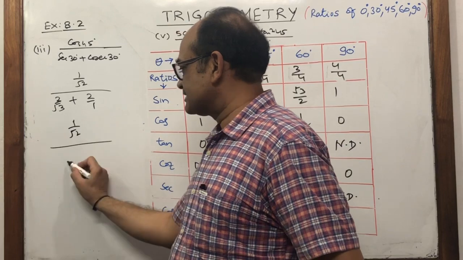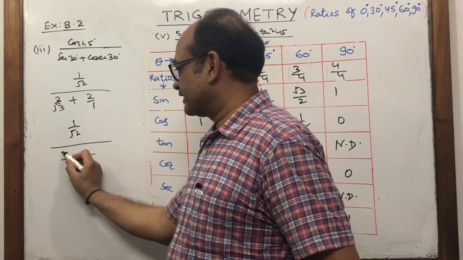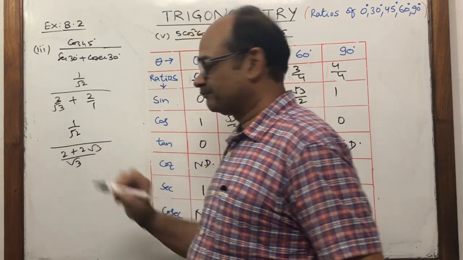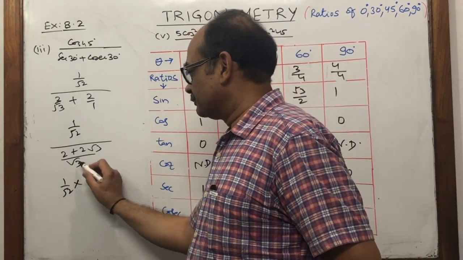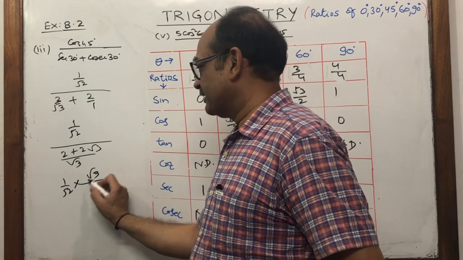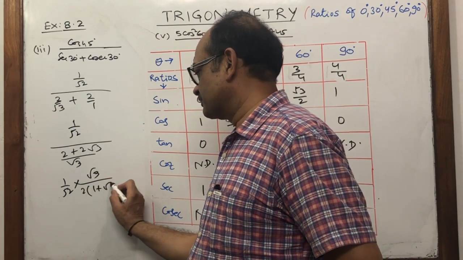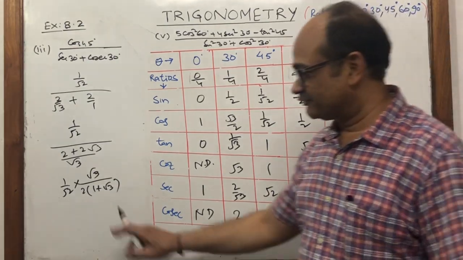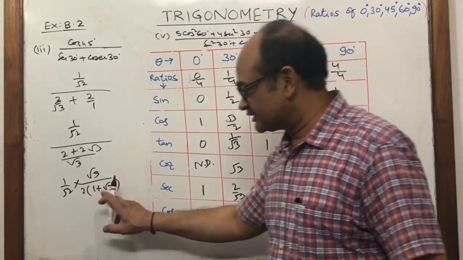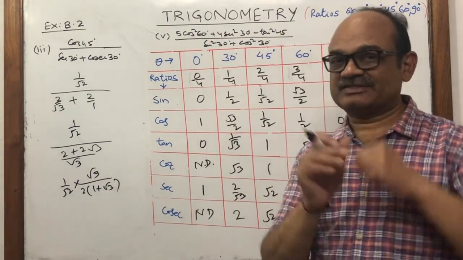And if you take LCM, root 3, what we are getting? 2 plus 2 root 3. So it will go to 1 by root 2 into root 3 divided by 2 common 1 plus root 3. So we have to rationalize two things. First you have to rationalize root 2 and then you have to rationalize 1 plus root 3. That's why this question is important.